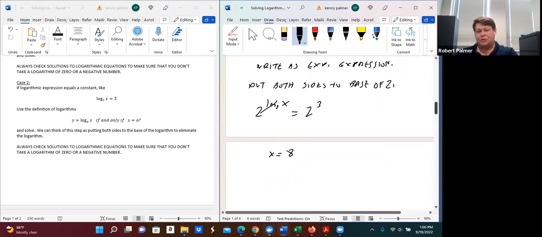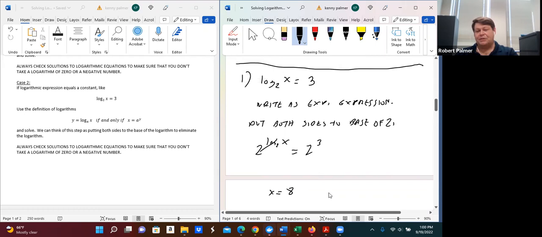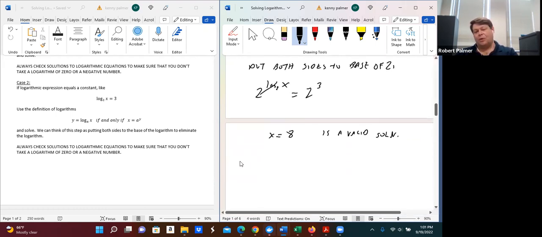And once again, is that a valid solution? Yes, that is a valid solution, because we plug in 8 here, we can take log base 2 of 8. 8 is positive. Okay, all right. So let's get one more of those.